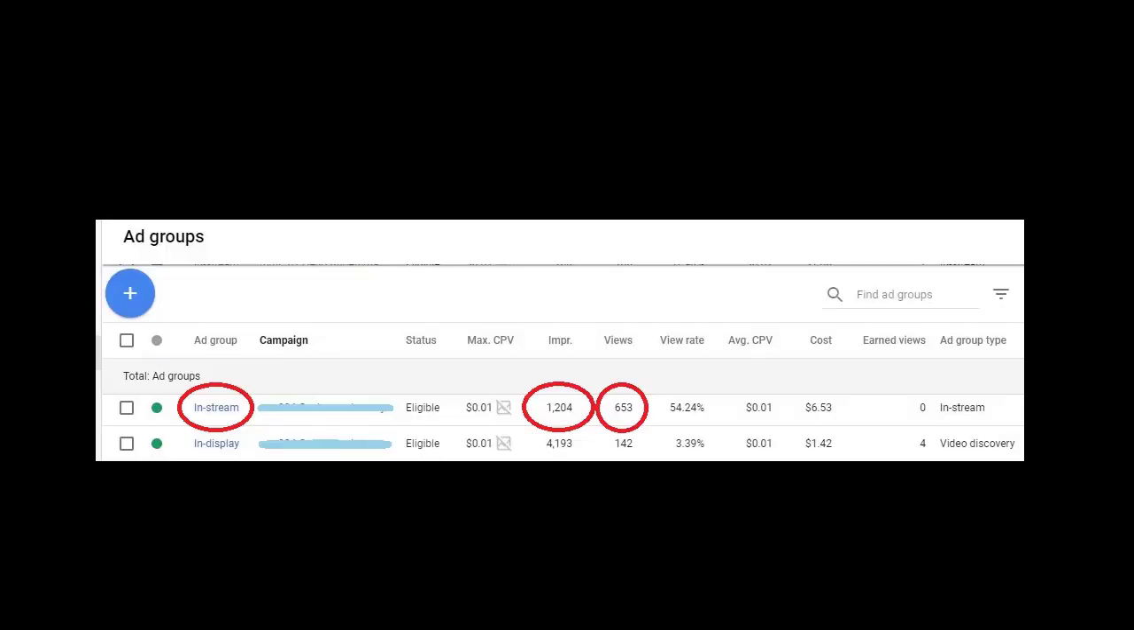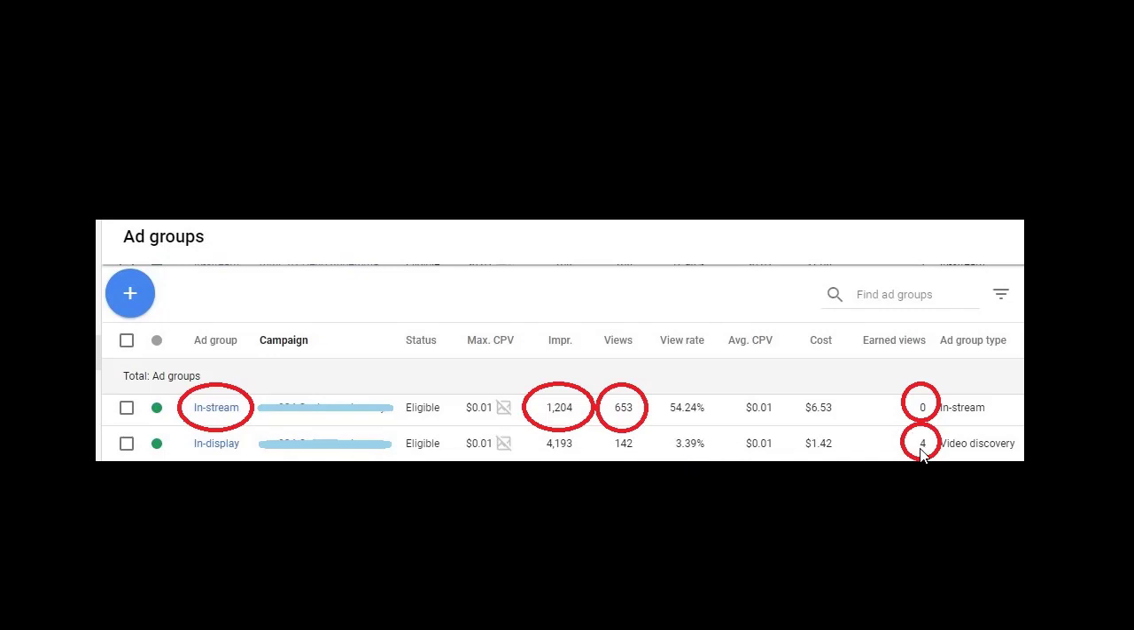One other thing I want to mention here is when you're looking at this information on your ad groups is to look over here at earned views. Now notice that your earned views for, in this particular case, the earned views for InStream, even though InStream has a really high view rate, the earned views are zero. Yet, even though this tiny little view rate for video discovery or in display is small, the earned views are four.